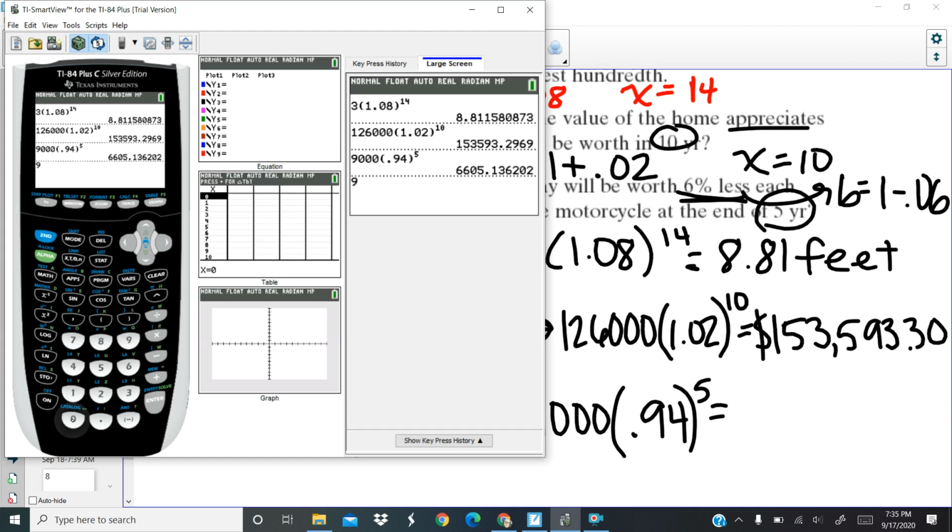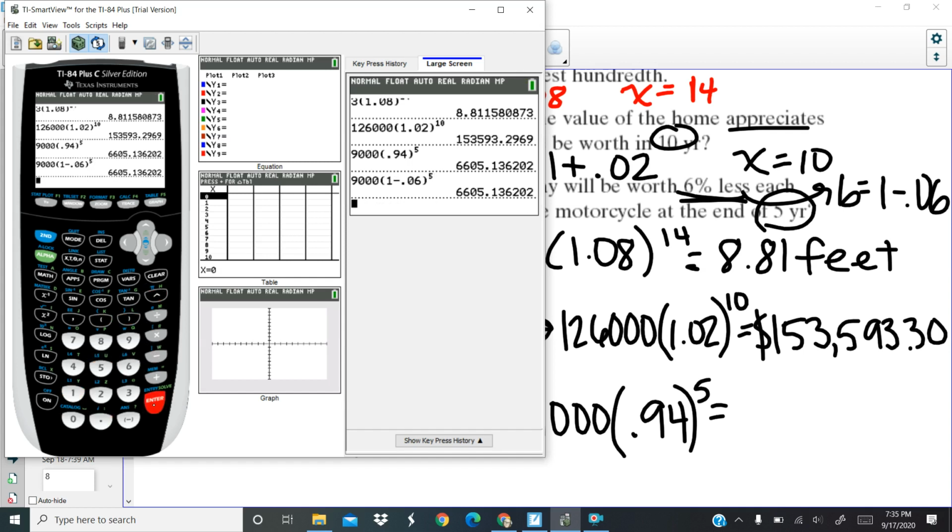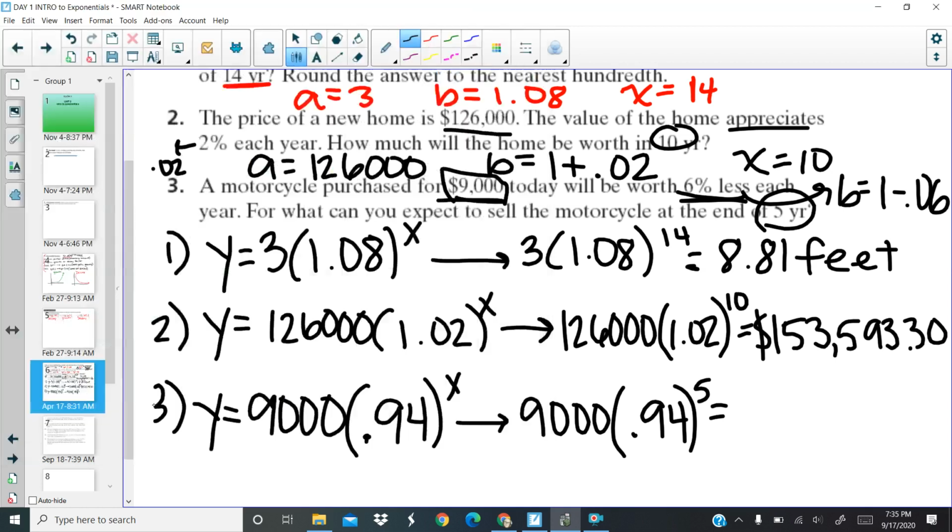And then if you weren't entirely sure about that, like the 1 minus 6% thing, then instead of actually subtracting it out, I just want to show you that you can do this. You could type in 9,000 times 1 minus 0.06 and then raise that to the 5th power, and you'll get the same thing. So it just depends on how much you want to simplify it down before you type it into the calculator. But either way, you get $6,605.14.